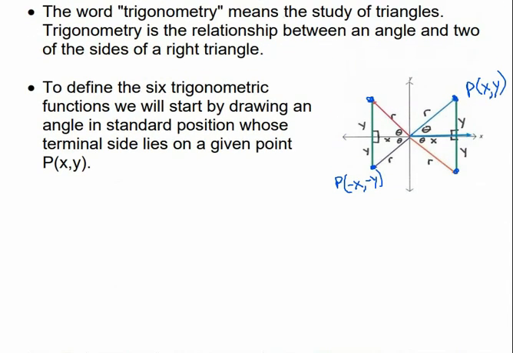So in these diagrams, whatever this angle is right here, that's theta. In this triangle in the first quadrant, theta is going to be this angle here. In this quadrant, this would be theta. Say in quadrant 2, this is theta. And in quadrant 4, this is theta. So theta is going to be the angle that is connected to the origin.